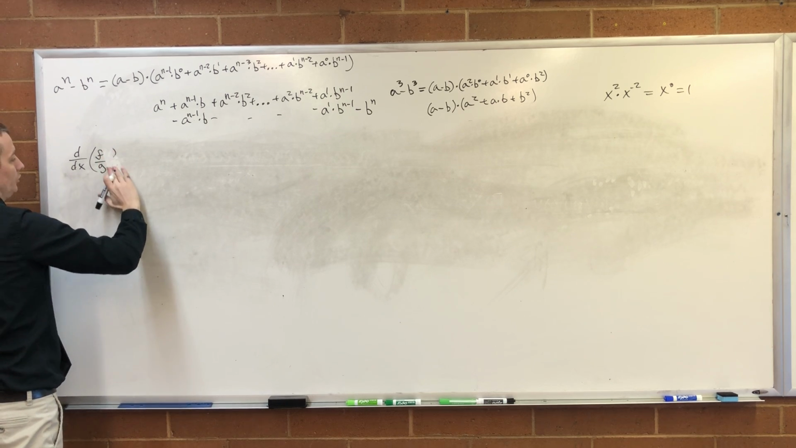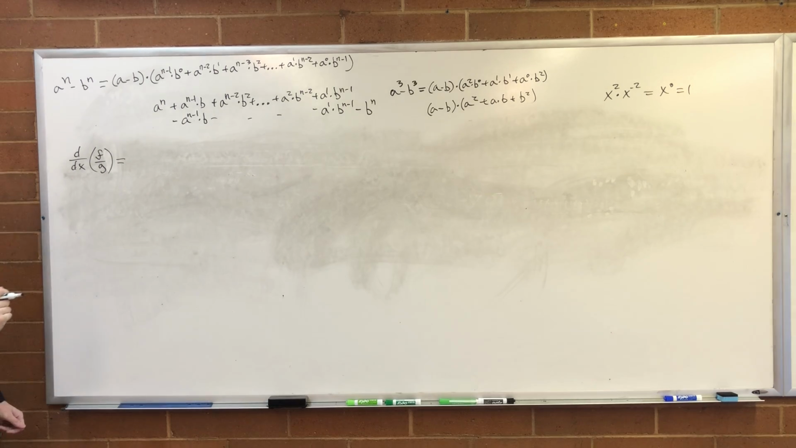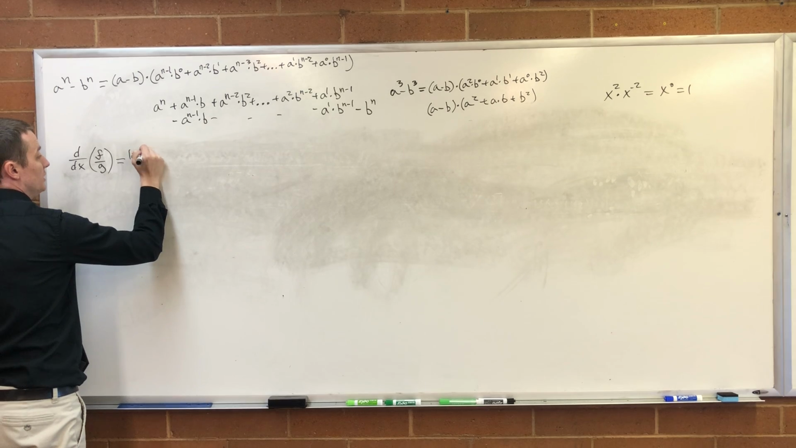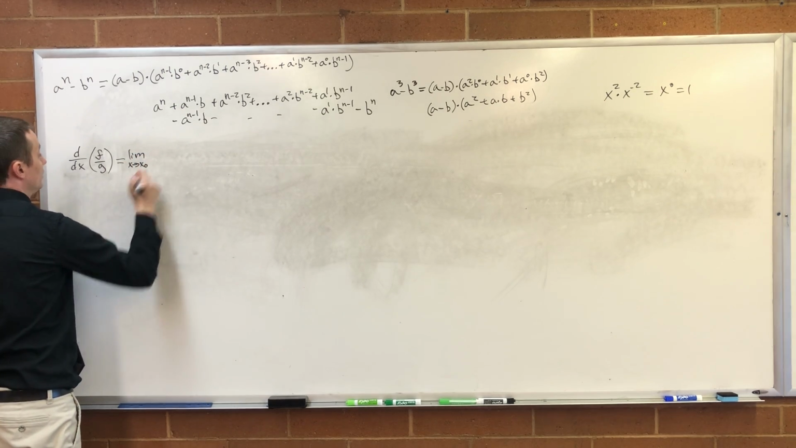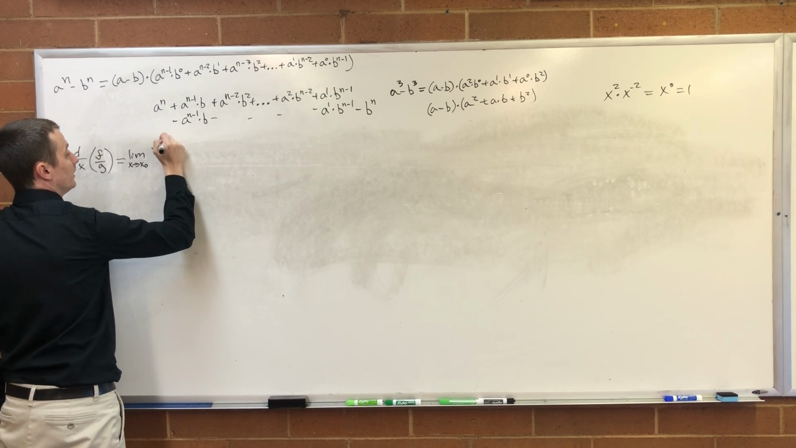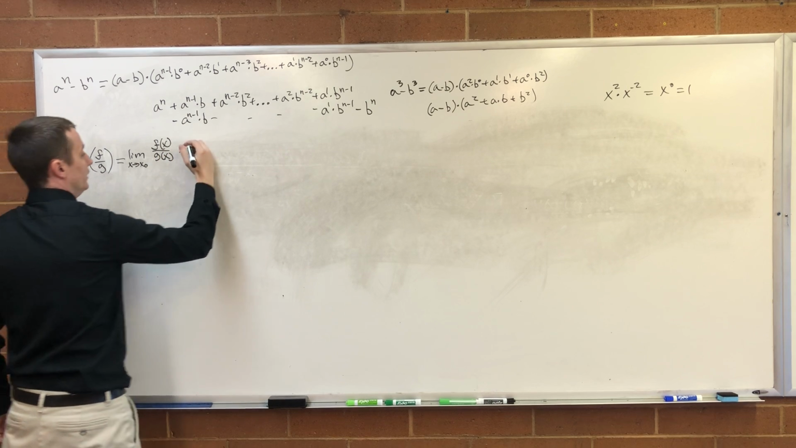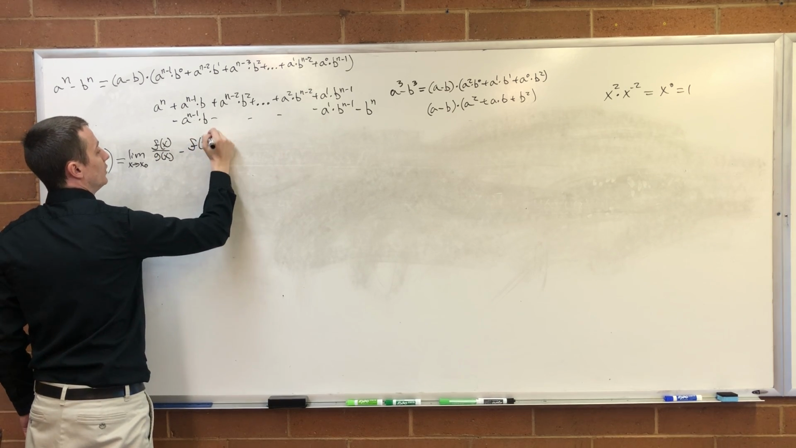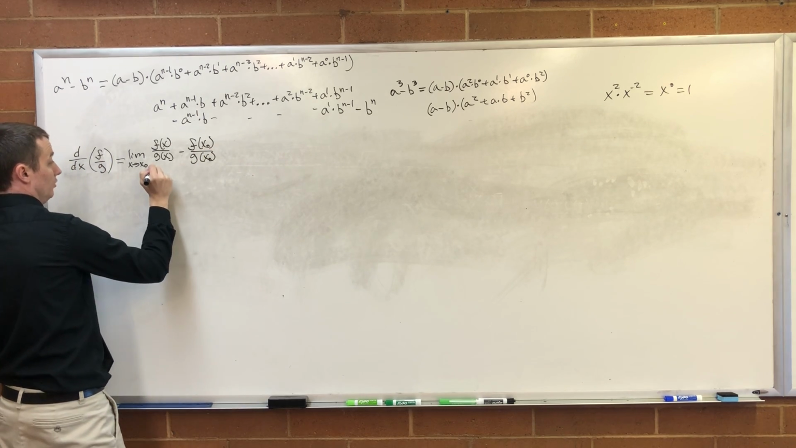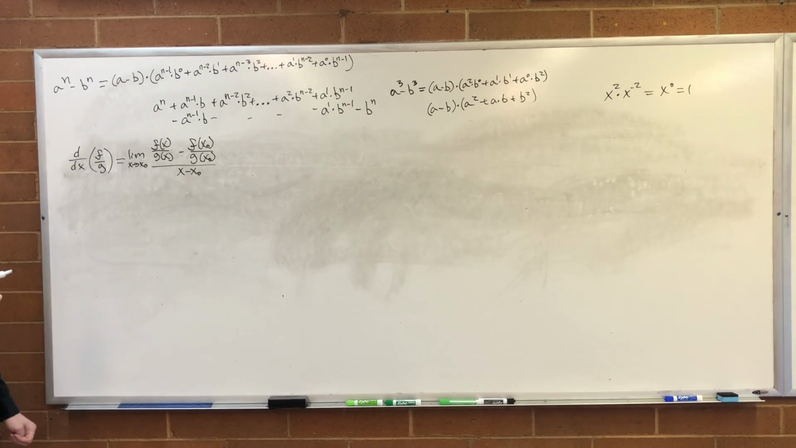Well, f over g is really how we write it, the x is there. Right? Okay? So this is going to equal the limit as x approaches x naught of f of x over g of x minus f of x naught over g of x naught, all over x minus x naught.